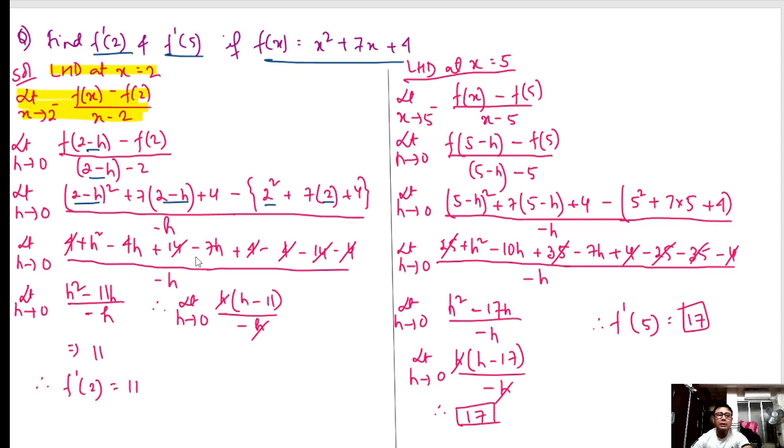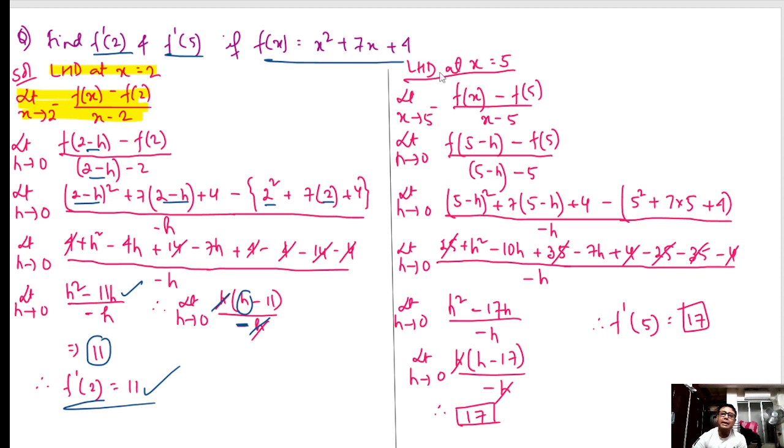Solving it, cutting out the common parts, we are getting this, taking h common, which cuts, and now putting the value of h as 0, which is coming as 11, because there is a minus here also. So f dash 2, because it is differentiable, the left hand derivative's value, whatever it comes, that is f dash 2.